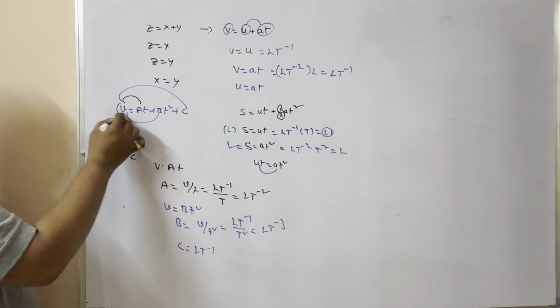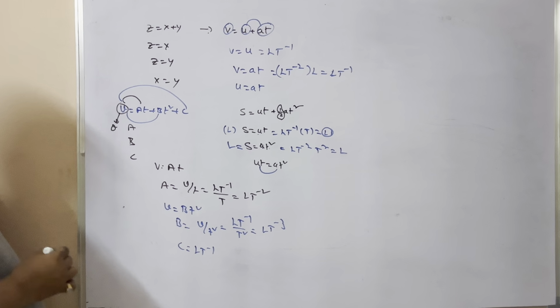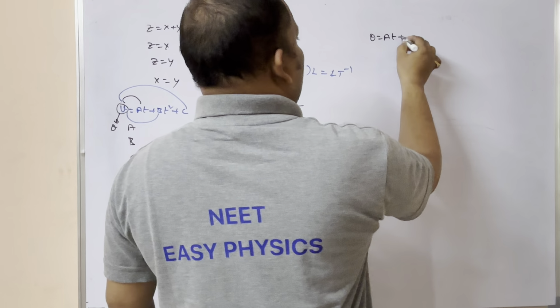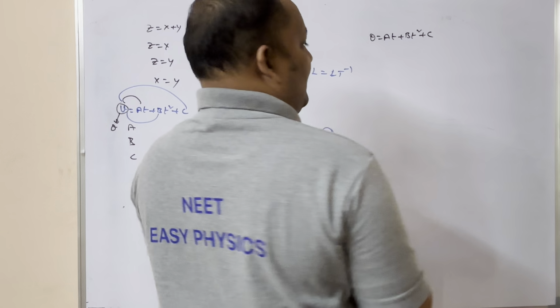In place of this velocity, you can replace theta. Theta is having no dimension formula. Theta is equal to at plus bt square plus c.